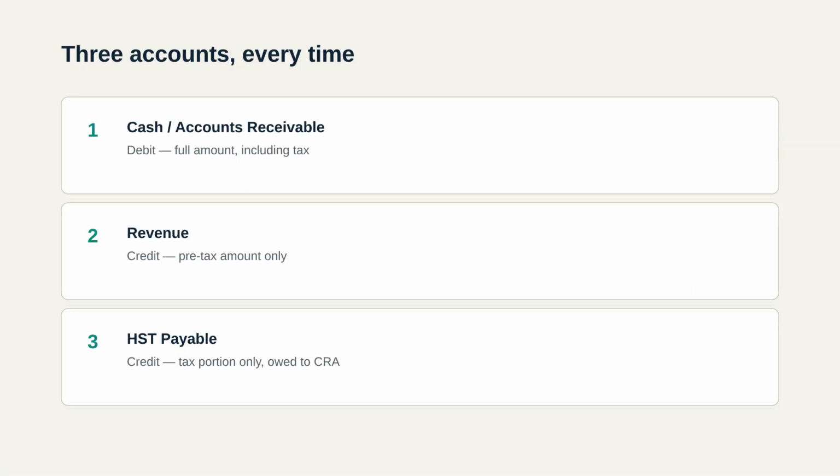To lock this in, 3 accounts. Every time you charge HST on a sale, cash or accounts receivable goes up on the debit side for the full amount including tax. Revenue goes up on the credit side for the pre-tax amount only. And HST payable goes up on the credit side for just the tax portion. If those 3 numbers don't add up to match, you've made an error somewhere in the split.